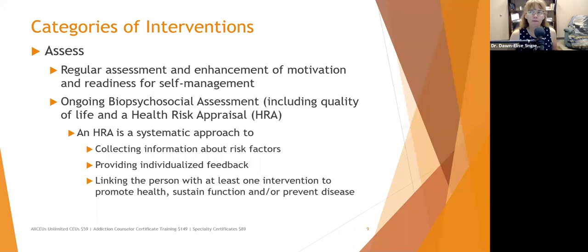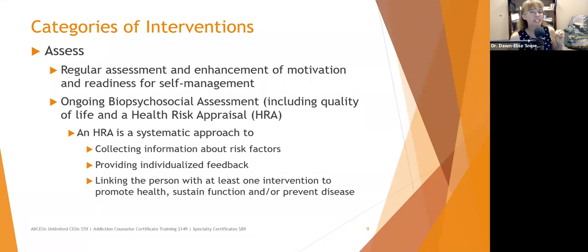Complete an ongoing biopsychosocial assessment, including a quality of life and health risk appraisal. A health risk appraisal is a systematic approach to collect information about risk factors. If they've got diabetes, for example, then you're going to look at what are the risk factors in their environment that may be contributing. Lack of exercise, a sedentary job, lots of food in the house that are not compatible with their nutritional needs, whatever the case may be.